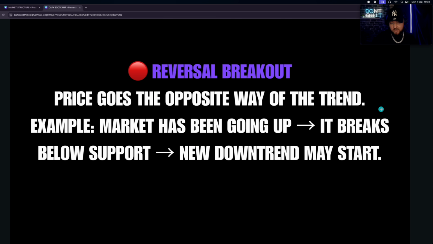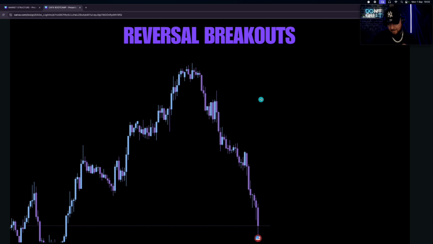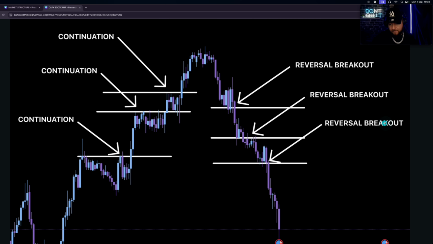Reversal breakouts: price goes the opposite way of the trend. Example, the market has been going up, it breaks below support, then a downtrend starts, or may start. Otherwise, it might just be a liquidity sweep, but we'll get into that on liquidity day. So for me, that's a clear reversal, right? Clean. You can just see the continuation, then the reversal.